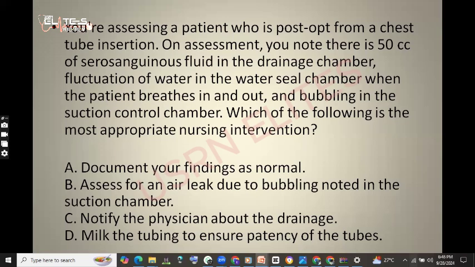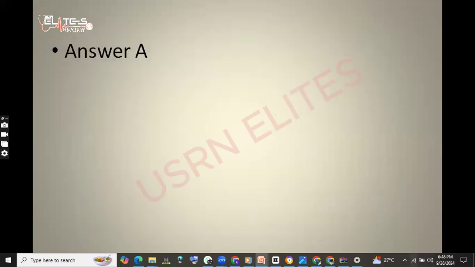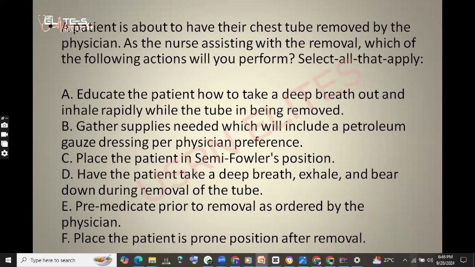All right. Any other question? Well, I think we have another one here. So you have a patient who is about to have a chest tube removed by the physician. So as the nurse assistant, which of the following actions will you perform? So let's do this one. Someone should read the first option for us, please.